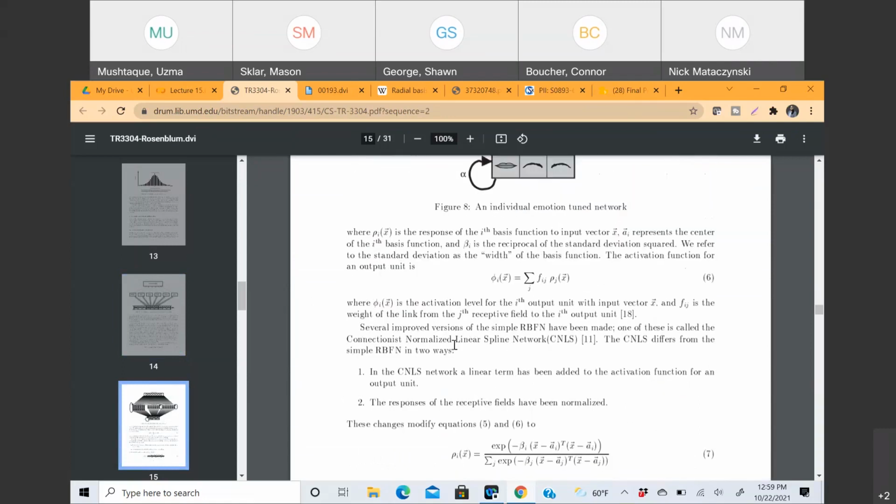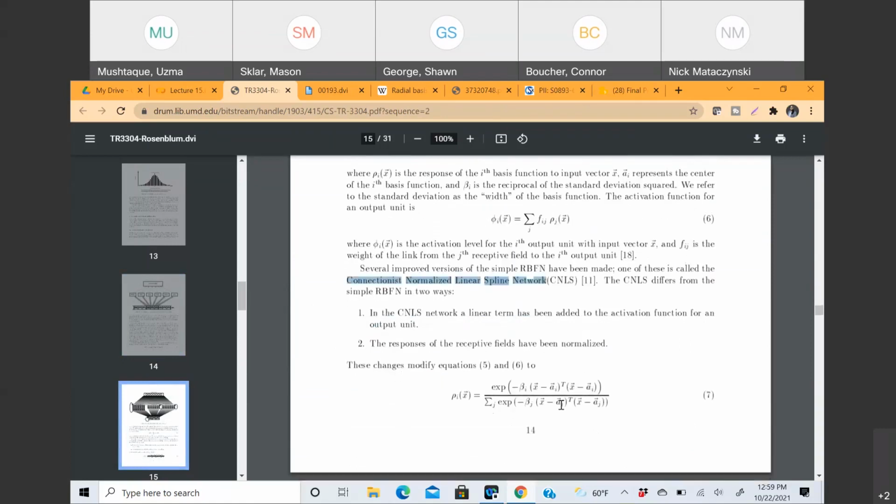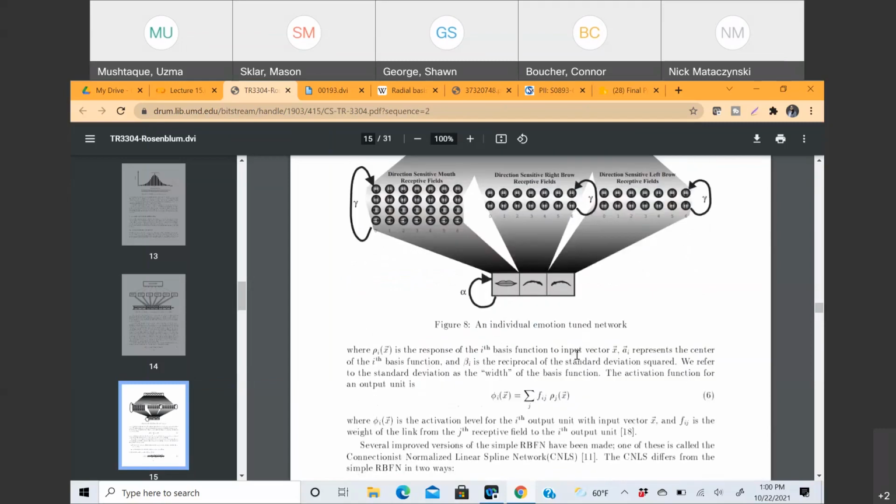So there is a variation of this RBF network in which they're doing something known as a connectionist normalized linear spline network. They've updated your radial basis function, the Gaussian kernel, with certain small additions. If I remember correctly, they were adding a linear term to the activation, and then the responses were utilized for the output, and that really improved the overall performance of your radial basis function. Page number 14 is actually the gist of what we are trying to do.